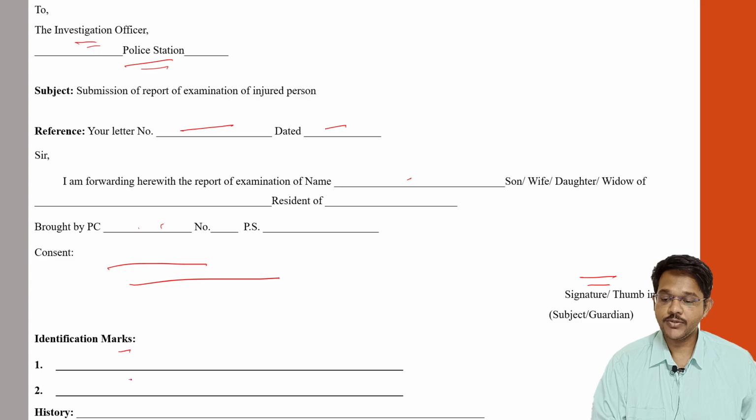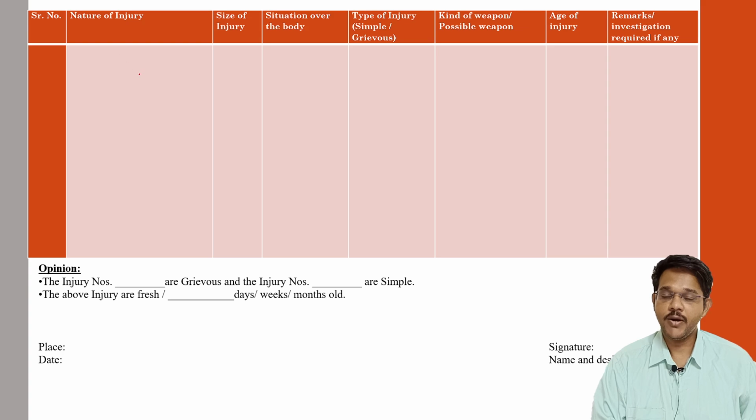Then identification marks 1 and 2. Then a brief history of the narrated case. It may be an assault, it may be a person who fell off something. Whatever history is alleged by the patient has to be recorded. The next part of the injury report is the observation.